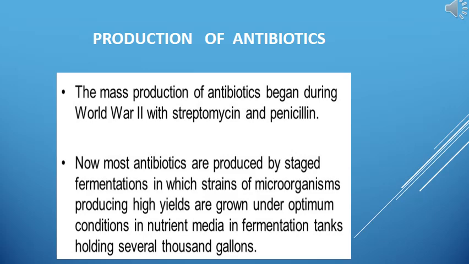The mass production of antibiotics began during World War II with streptomycin and penicillin. Today, most antibiotics are produced by stage fermentations in which strains of microorganisms, either bacteria or fungi, which produce high yields, are grown under optimum conditions of temperature, pressure, in a nutrient media in large fermentation tanks holding several thousand gallons.